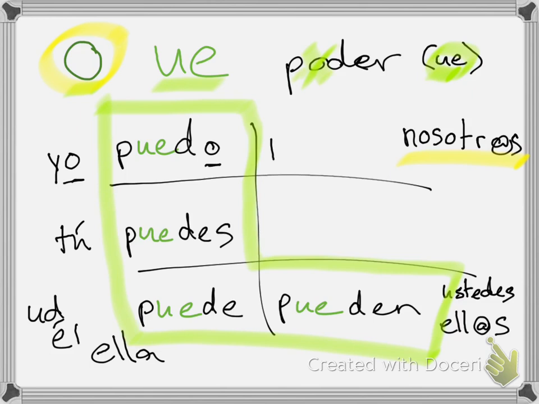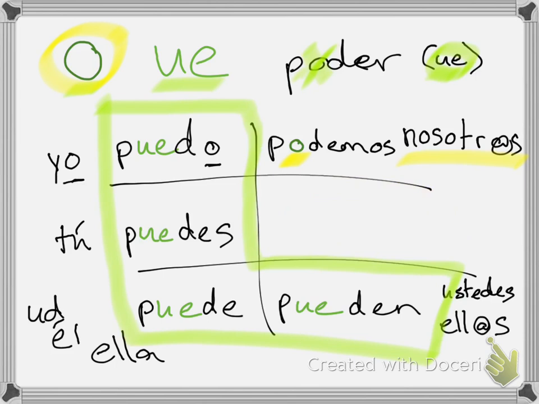And then nosotros is going to be podemos. It's going to keep the O. It's not puedemos, it's podemos. Okay? It keeps the O. It is the only one that is true to its roots. Nosotros podemos. Now, vosotros, if you are studying vosotros también down here, it would also keep its root. It falls in with nosotros, right?